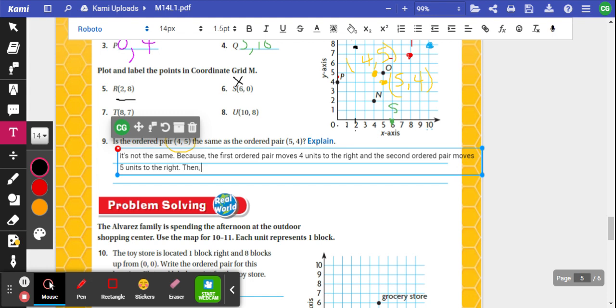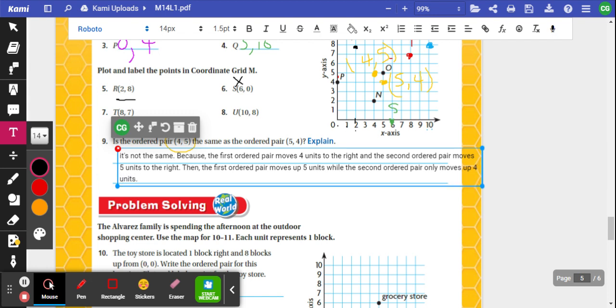Then the first ordered pair moves up 5 units, while the second ordered pair only moves up 4 units. So we can see that they're not going to match. Does that make sense? Okay, great. All right, let's move over to the next one.